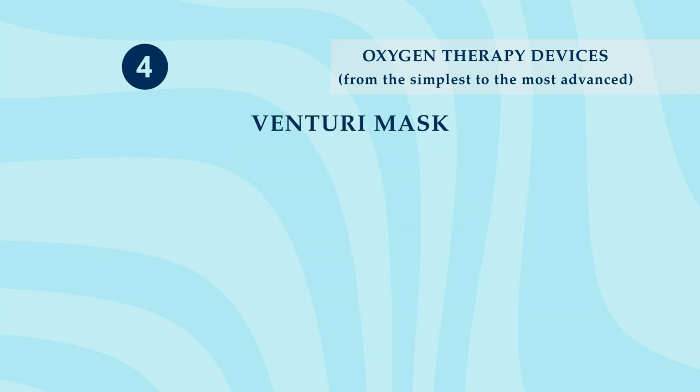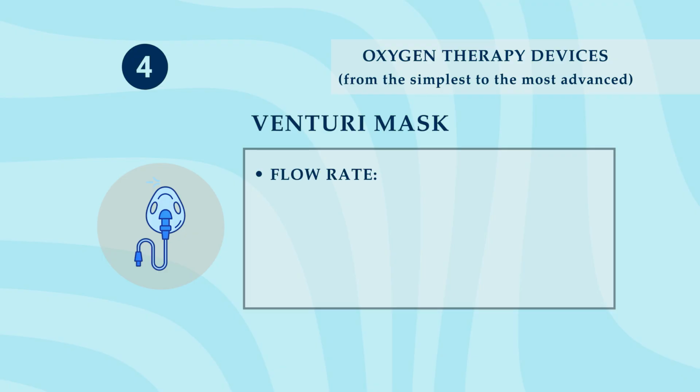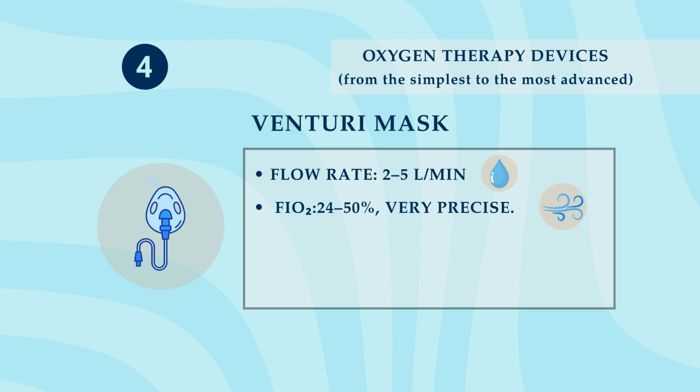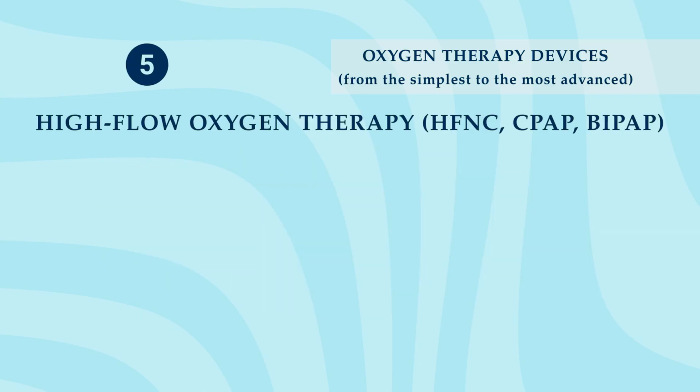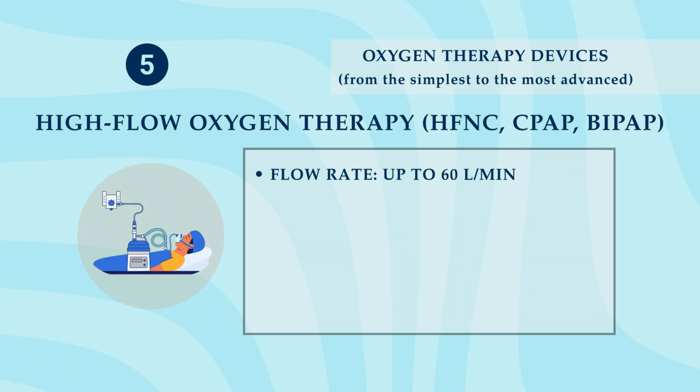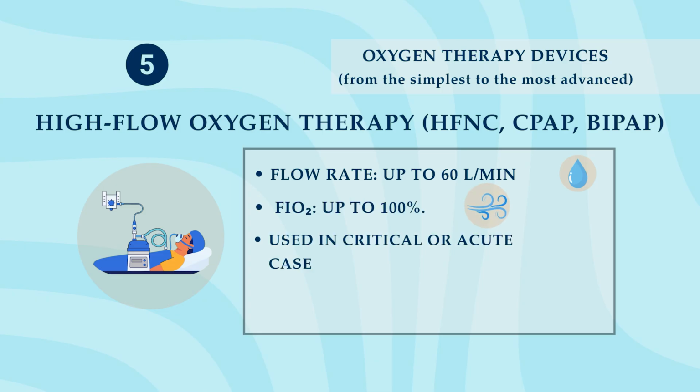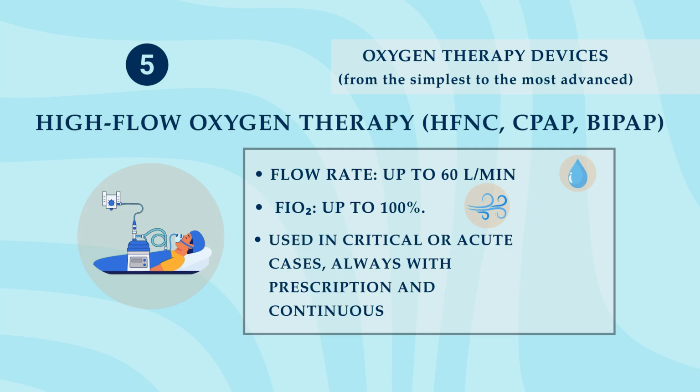4. Venturi mask. Flow, 2 to 15 liters per minute. FiO2, 24 to 50%, very precise. Ideal for COPD patients since it controls oxygen concentration accurately. And 5. High-flow oxygen therapy, HFNC, CPAP, BIPAP. Flow, up to 60 liters per minute, FiO2 up to 100%. Used in critical or acute cases, always with prescription and continuous monitoring.